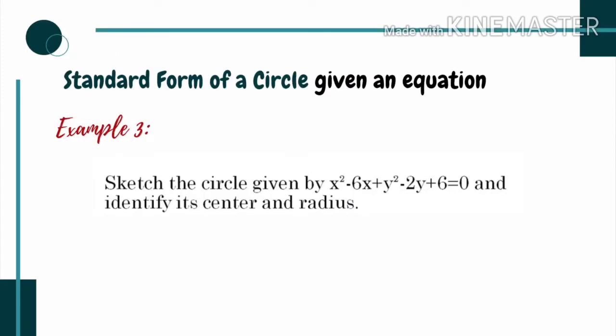For the third example, you are tasked to sketch the circle given by x squared minus 6x plus y squared minus 2y plus 6 is equal to 0, and identify its center and radius. Okay, so this equation here is not in standard form. So what we are going to do is first to give the standard form of the equation of a circle, and then let's identify its center and the radius, and then let's sketch the circle or the graph of the circle.